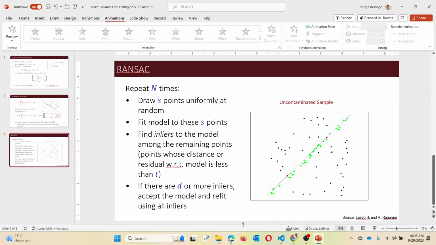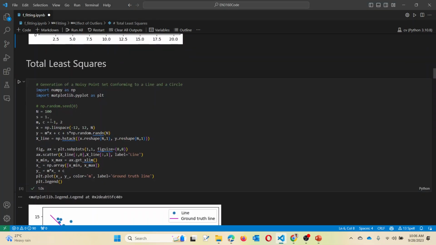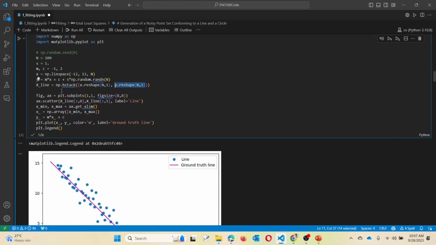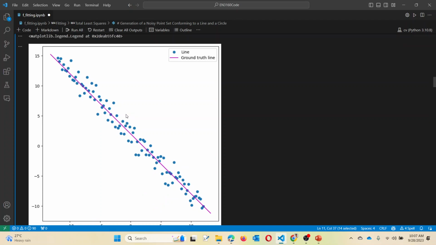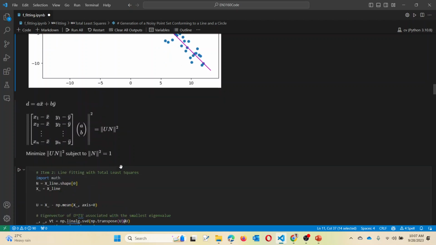Now let's look at the implementation. Here you can see m equals minus 1, c equals 2. Then I have generated the line with noise added with a standard deviation of 1. And then I have created the X matrix with the x and y values horizontally stacked. I have just plotted the scatter plot with the ground truth line. You can see there is only noise, no outliers. So now what we have to do is implement this using a singular value decomposition.